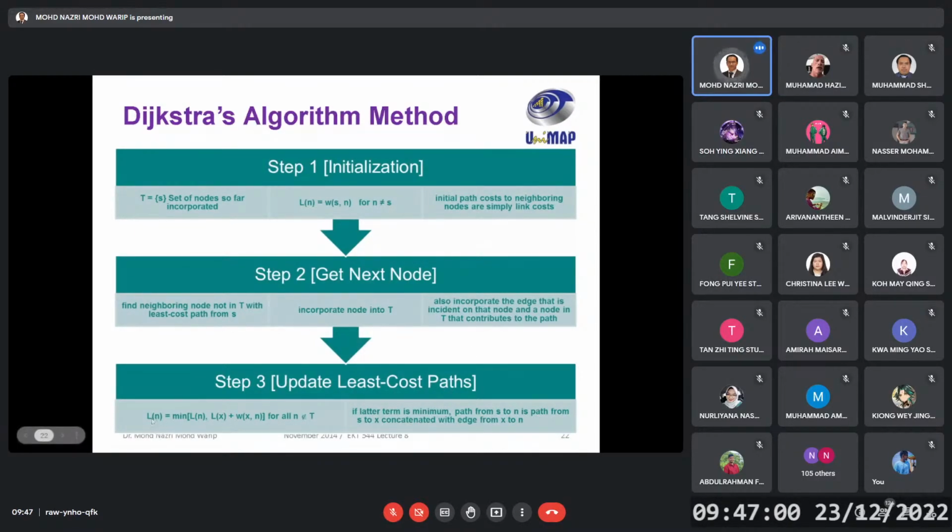L(n) equals the minimum of L(n) and L(x) plus w(x, n) for all n not in T. If the latter term is the minimum, the path from S to n is the path from S to x concatenated with the edge from x to n. So actually this one is the remarks of the algorithm.